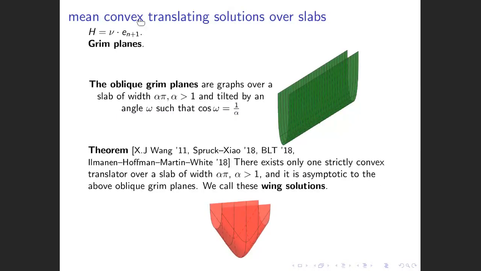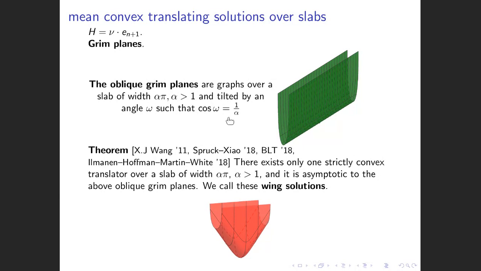So we're looking at translating solutions that satisfy this equation. I'm looking at translators in the e_{n+1} direction. So the mean curvature has to be equal to the normal dotted with e_{n+1}. Here, I should have put a minus, but without the minus, think of the upward pointing normal. So think of a solution that is convex, and the normal is upward pointing. So we have the grim plane, so Grim Reaper cross R. You can also take a grim plane, tilt it, and scale it. This gives you a translating solution.